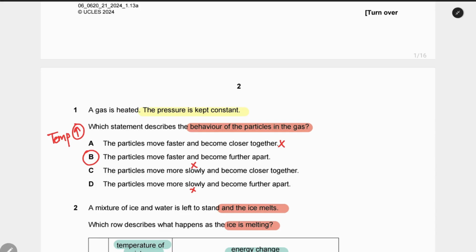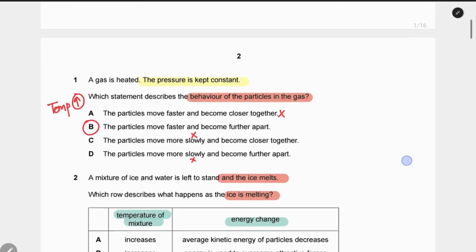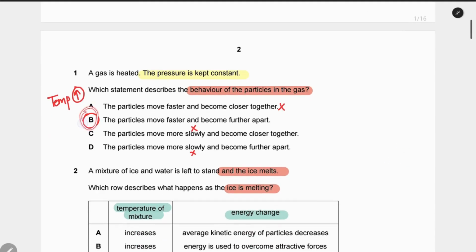The particles move faster and become closer together. No, that's incorrect. The particles move faster and become further apart. Yes, which is correct. The particles move more slowly. No, it doesn't move slowly. The kinetic energy becomes higher, so the particles move faster. The particles move more slowly and become further apart, which is also incorrect. So the correct option is B.